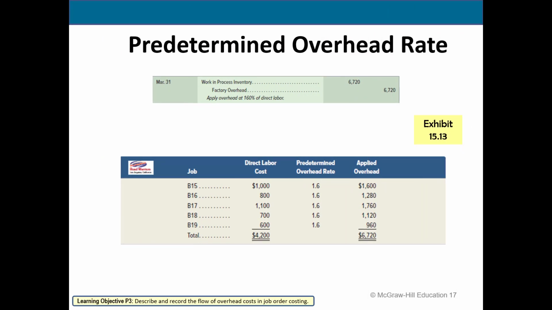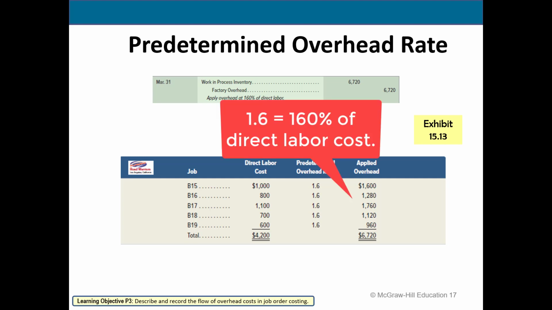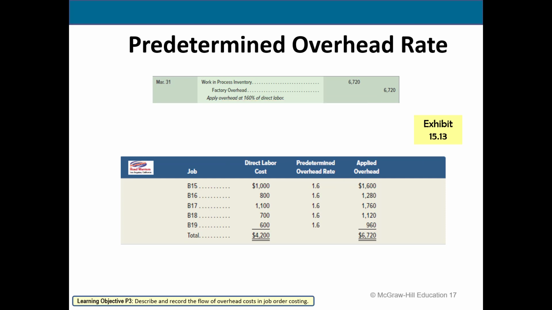So here we have computed that the overhead should be applied based on 160% of the direct labor cost. So you can see that these jobs, the total direct labor cost comes to $4,200, and that means that the total overhead applied for all of the jobs together will be $6,720. And that is what our journal entry is for.